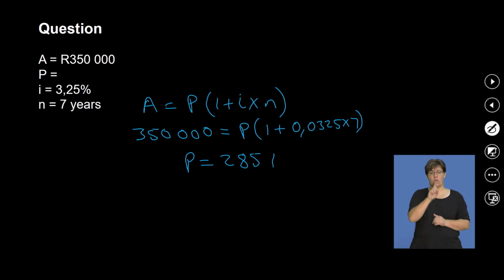132 and a few cents there. So that will be the original amount. So you will then always need to say, therefore, the original amount was, and that's how you will conclude your calculation.